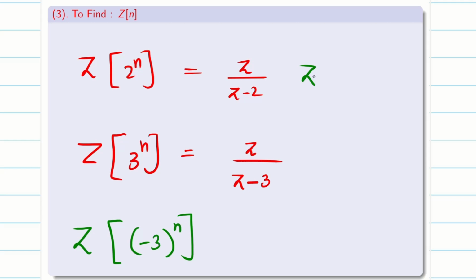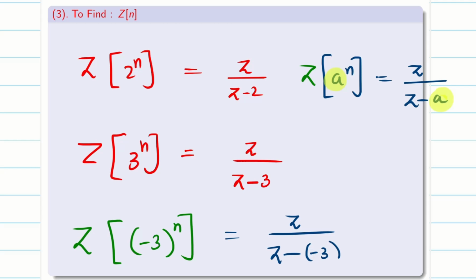See, the general formula is Z of a power n. That is going to be z divided by z minus a. I don't bother whatever it is my a. So now if my a is minus 3, then it is going to be z by z minus of minus 3. That is z by z plus 3. Hope you understand. If a is positive, you will be having minus here. If it is negative, you will be having plus here. That's it. These are all some MCQs they can ask you.